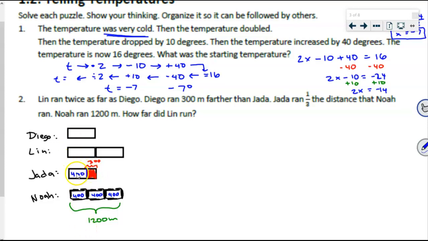But remember, Jada ran 300 meters less than Diego, so the 400 plus the extra 300 gets us to what Diego ran. So now I know Diego ran 700. And this box is 700. There are 2 of them to represent what Lynn ran. Lynn ran twice as far as Diego, or 2 times 700. Lynn ran 1,400 meters.